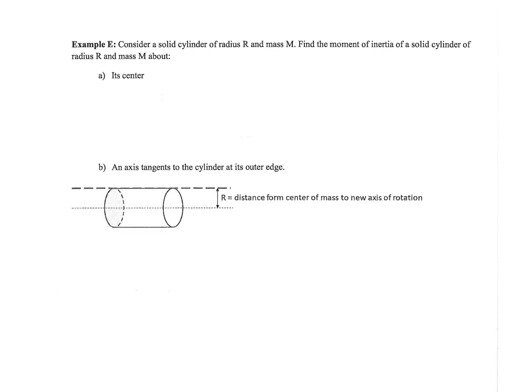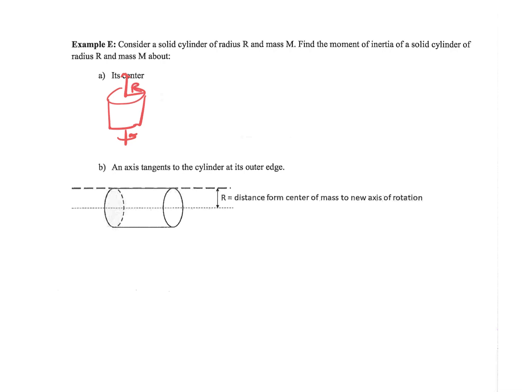So you've got a solid cylinder of radius r and mass m. Find the moment of inertia of a solid cylinder of radius r and mass m about its center versus an axis tangent to the cylinder. So the first thing we want to do is find it if we're rotating it about its center. Okay? So we know this is R.